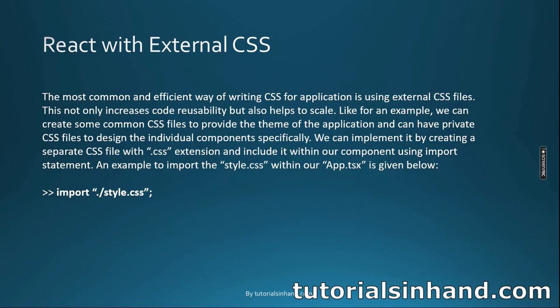The most common and efficient way of writing CSS for an application is using external CSS files. This not only increases code reusability but also helps to scale. For example, we can create some common CSS files to provide the theme of the application and have private CSS files to design the individual components specifically. We can implement it by creating a separate CSS file with .css extension and include it within our component using an import statement. An example to import the style.css within our app.tsx is given below.